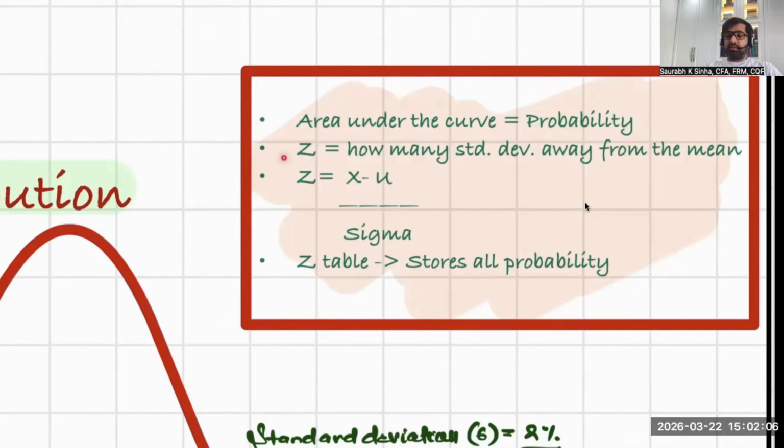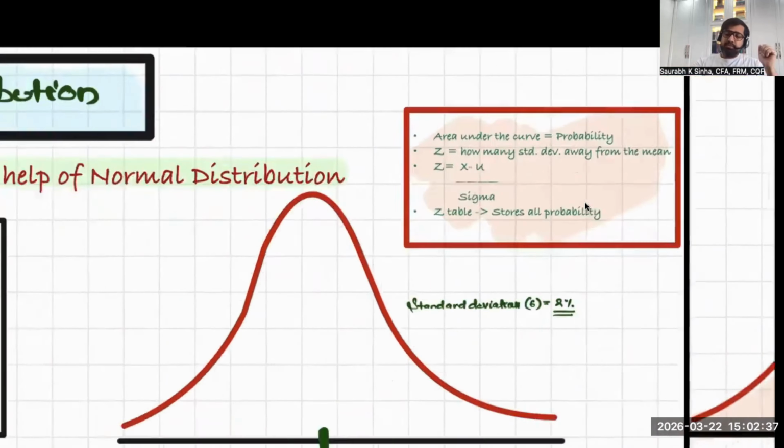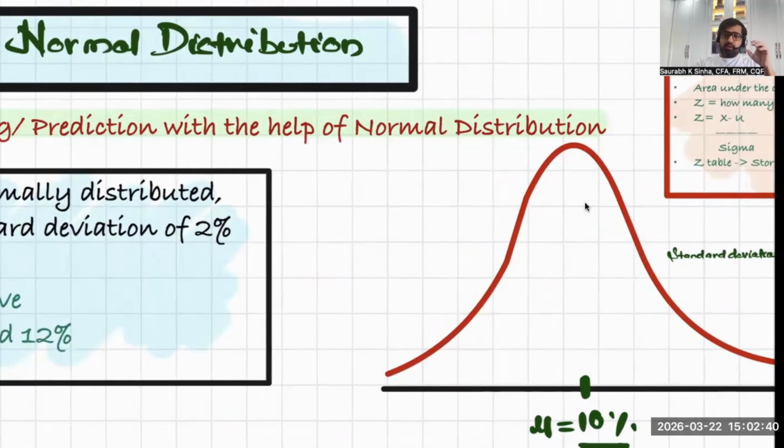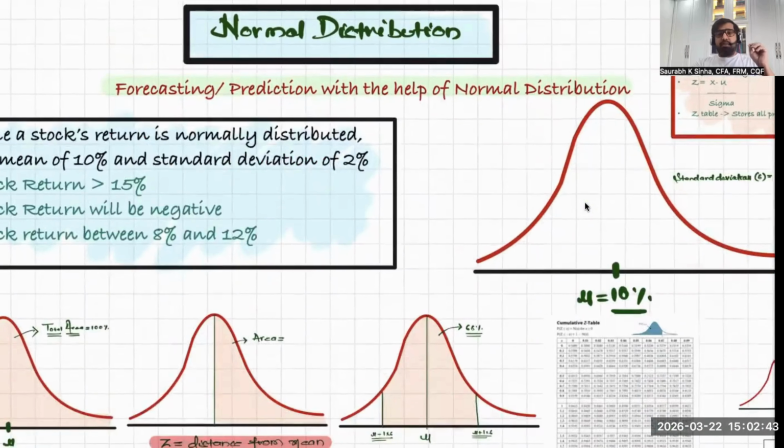We'll try to understand the concept of z-score or z value, which simply says how many standard deviations you are away from the mean. The formula for this is, if you have a point, then how far that point is from the mean in terms of standard deviation. So, x minus mu upon sigma. And we'll understand that the Z table stores all the probability. At the end of the lecture, you will understand all the concepts. So don't worry about what is Z score or what is Z table. Just keep in mind that these are the pointers that you would understand in this lecture.